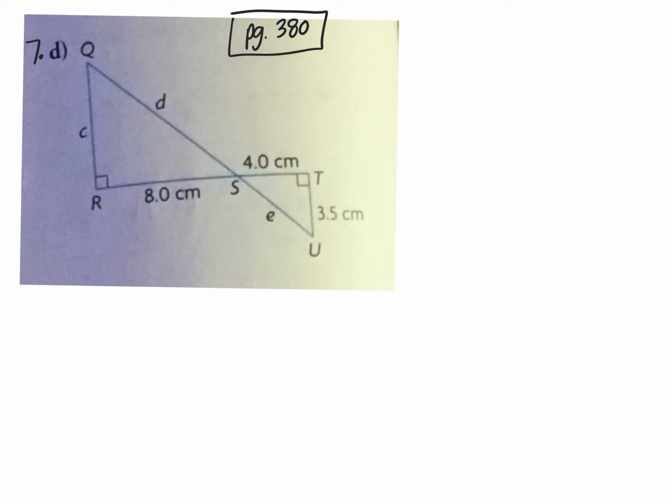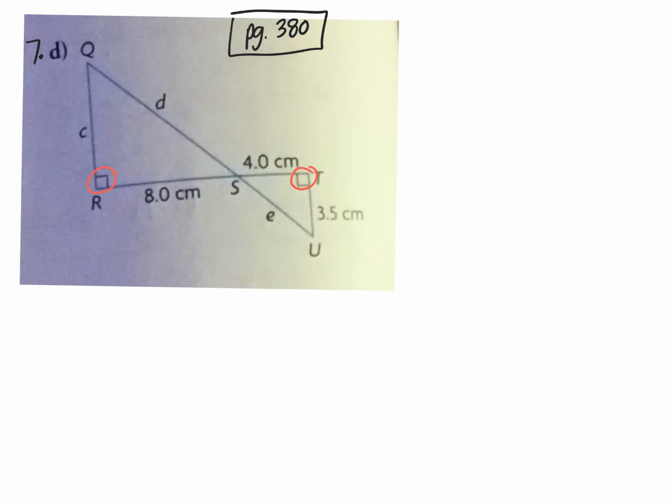Okay, so to figure out which sides correspond, you have to put the triangles in the same position. So what could we use here to figure out how to rotate the triangles so that they're in the same position? What could we use in this diagram? Okay, we have a 90-degree angle here and a 90-degree angle here.